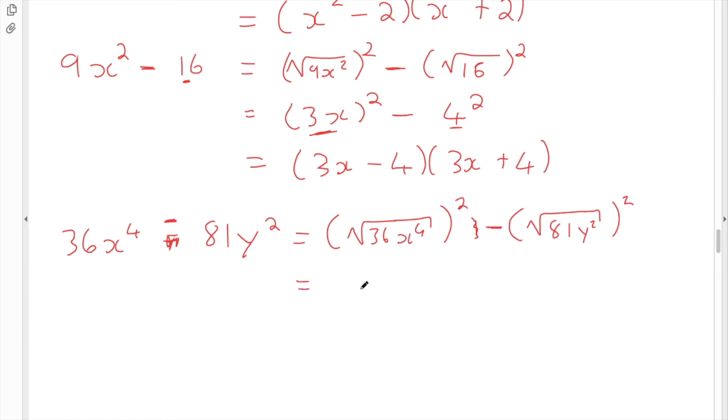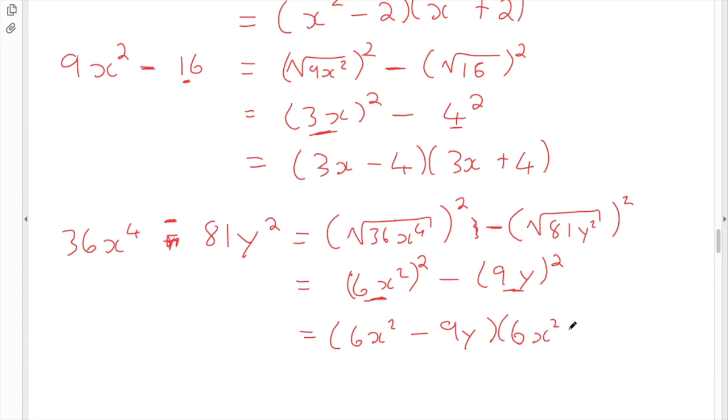Alright, the root of 36 is 6. The root of x to the power of 4 is x squared. We want that to be squared, and then we subtract the root of 81 is 9. The root of y squared is y. So these are all perfect squares. In this case this would be a, and that would be b. So 6x squared minus 9y multiplied by 6x squared plus 9y.